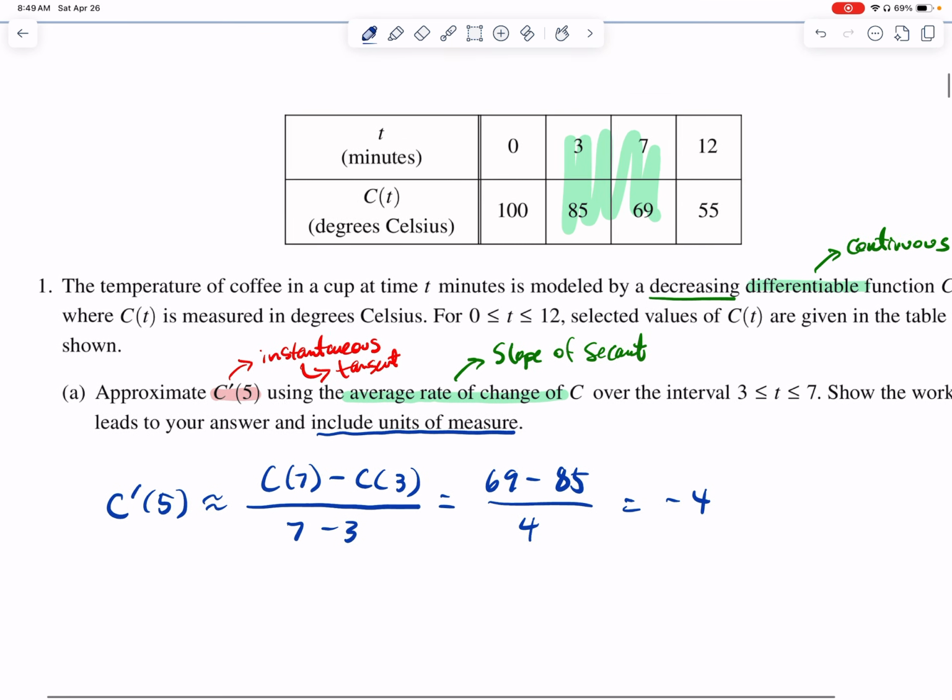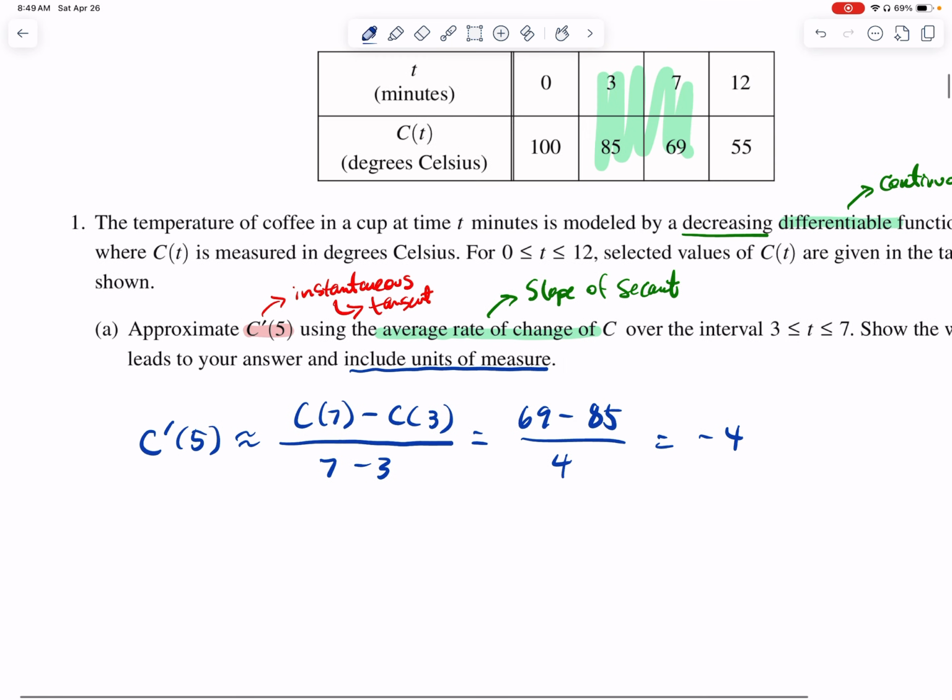So let's see what our units are supposed to be. On top here, when we were calculating our slope, these were our y values, our C of t values, which is in degrees Celsius. Do that in red.